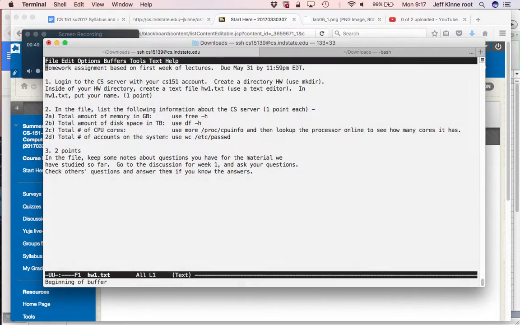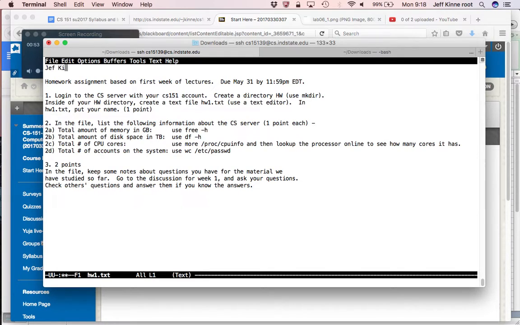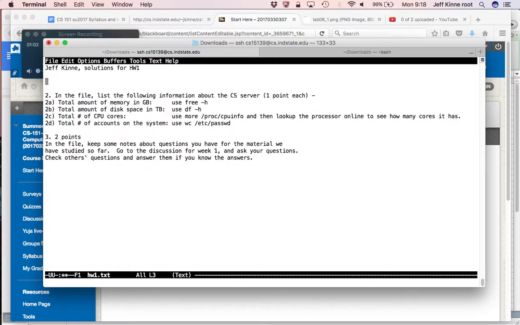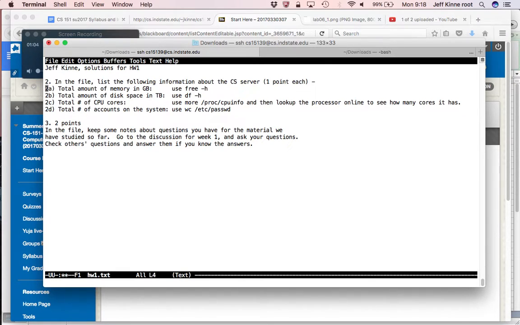Okay, so this is my file. I'm going to start with this, put my name, Jeff Kinney, solutions for homework 1. Okay, and then I'm supposed to put the information here.